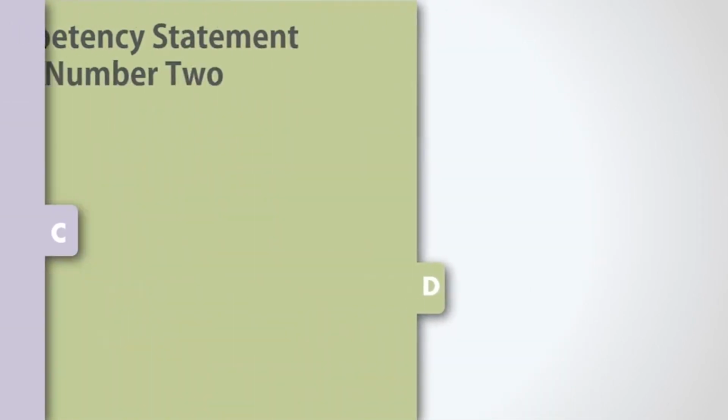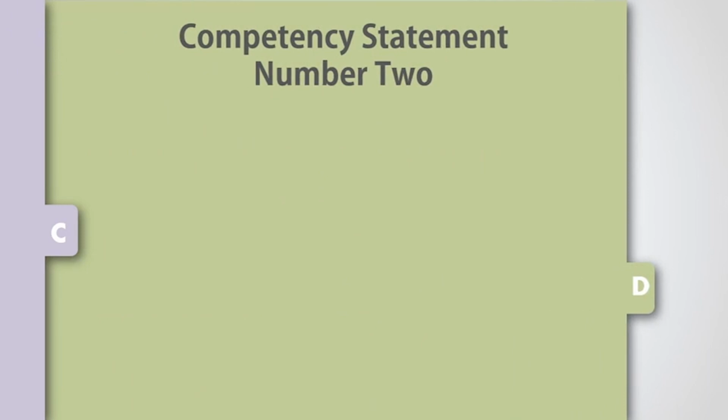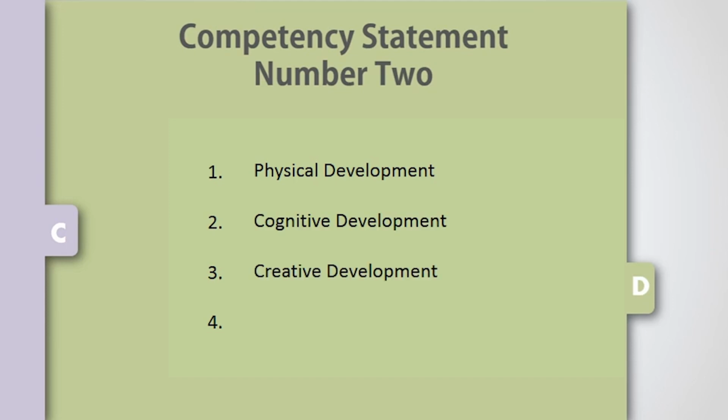Most of the statements have several sections. For Competency Statement Number 2, for example, write about 4 specific topics. For topics 1 through 3, you will reflect on how different learning experiences support children's physical, cognitive, and creative development. In the 4th paragraph, you will describe ways to support language development skills in children, including in dual language learners.